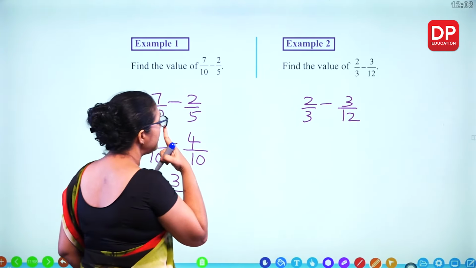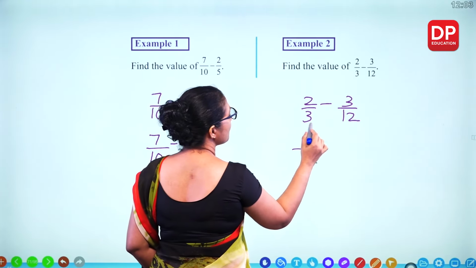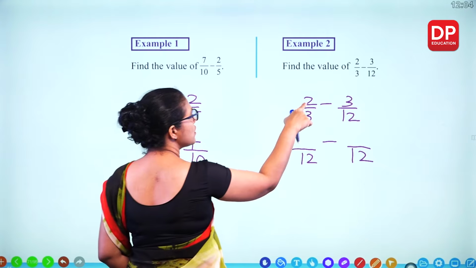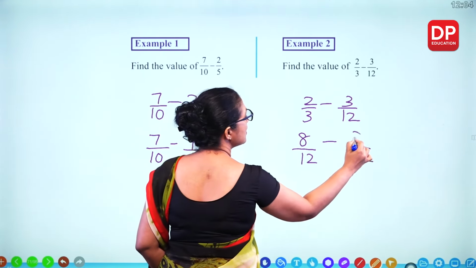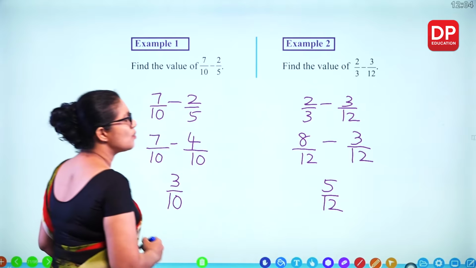Okay. Here, you can convert this to 12. Multiply by 4. 4 times 2, 8. 8 minus 3, now you can do 5 over 12.